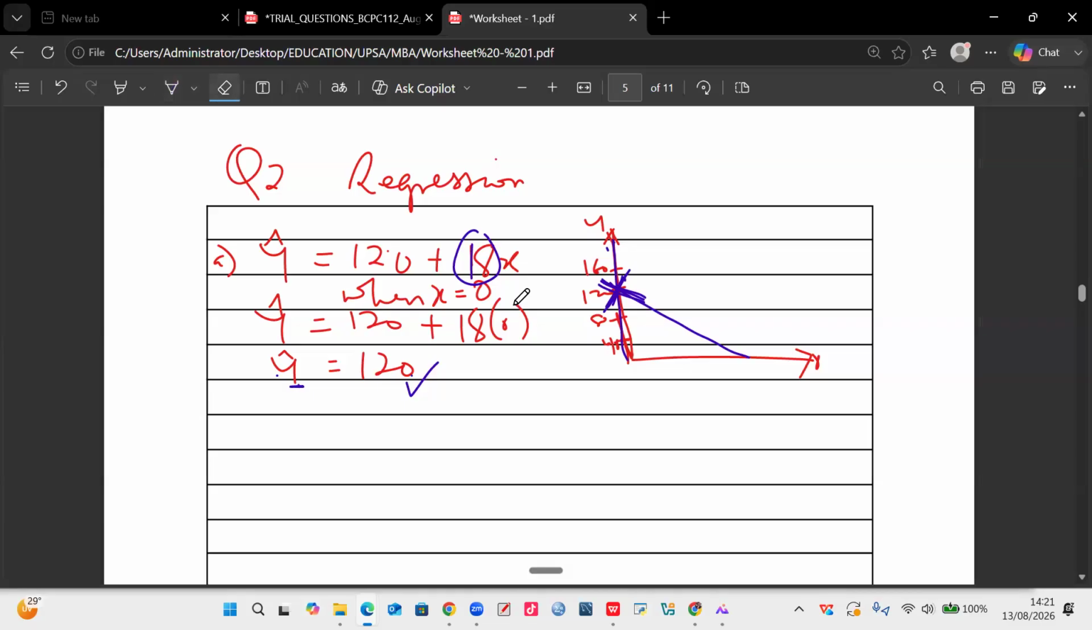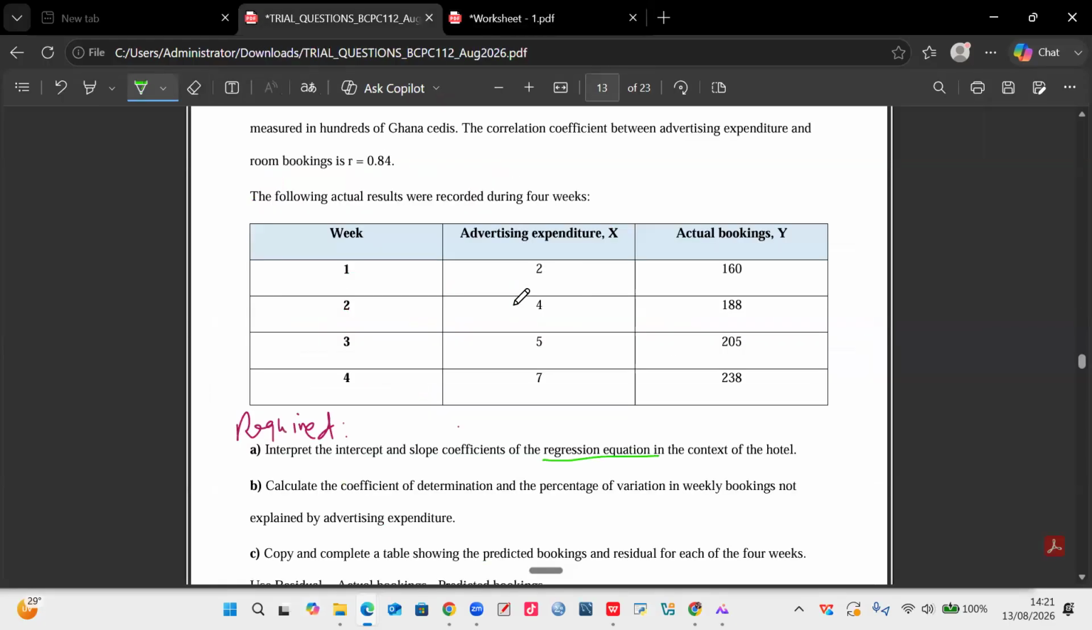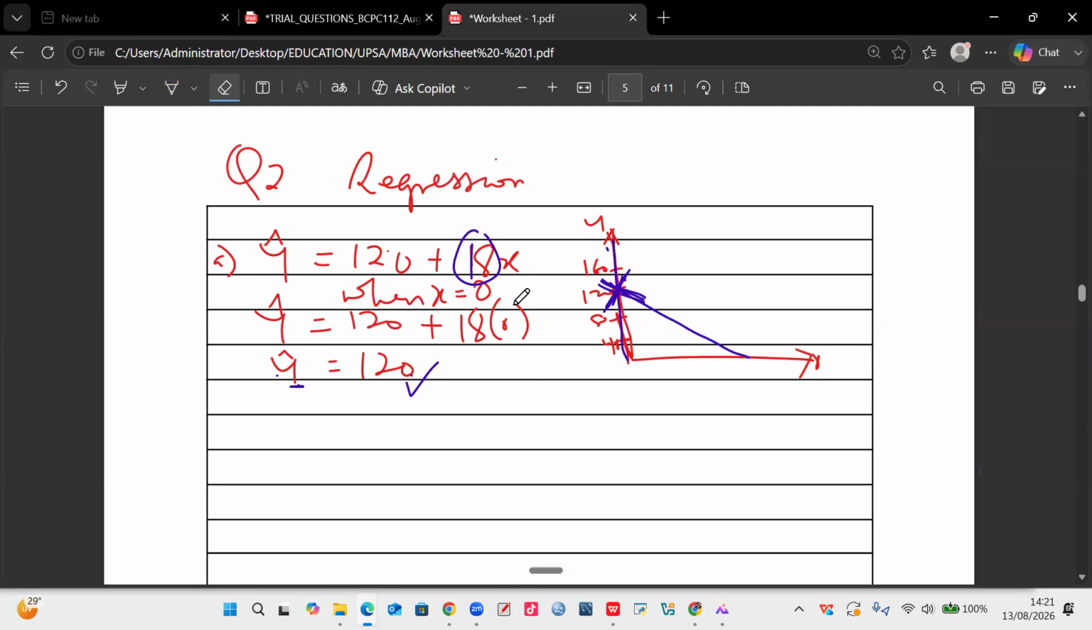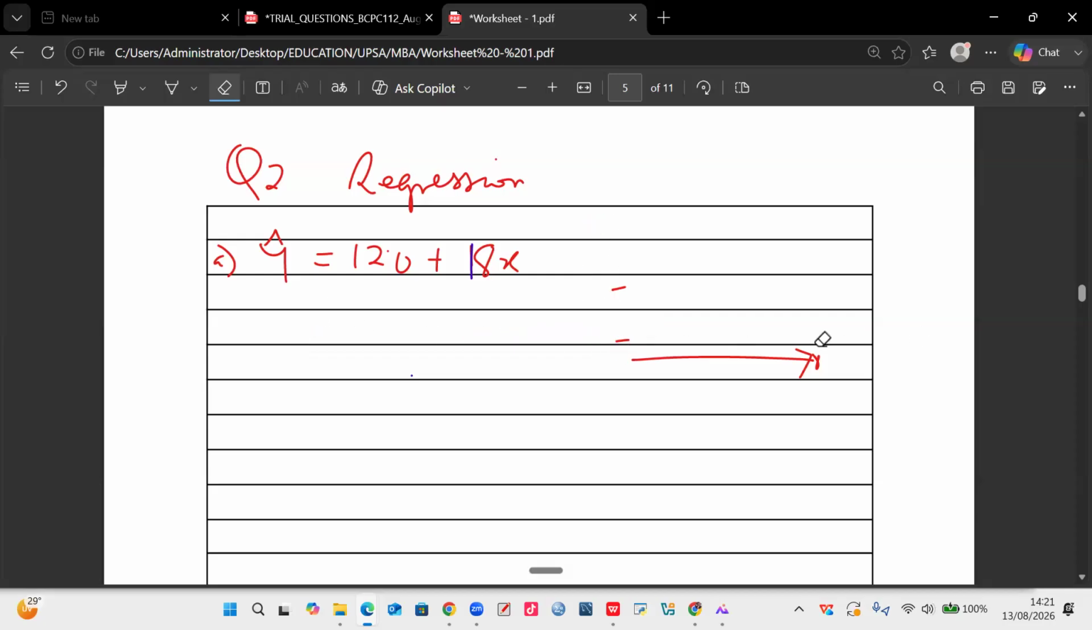So the question is saying that we should interpret the intercept and slope coefficient of the regression equation in the context of the hotel. So you just write the equation back. You just write the equation we've seen there. Then we start.